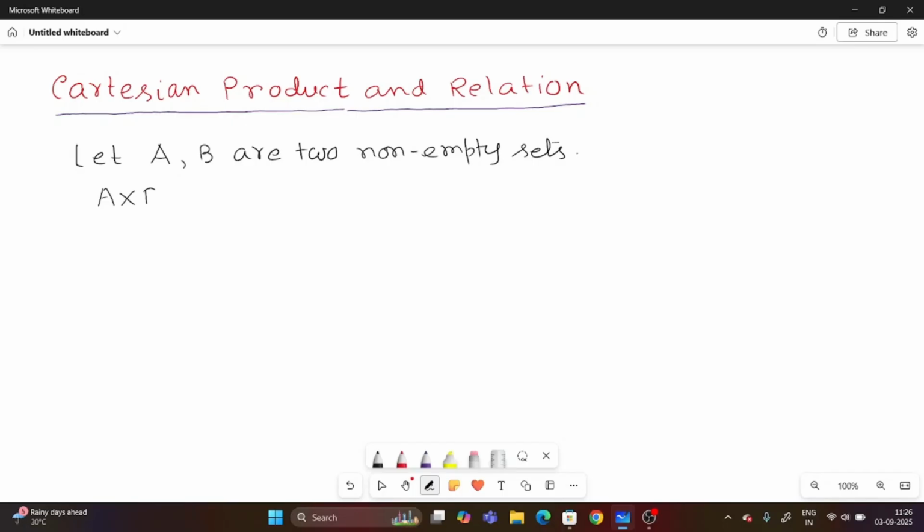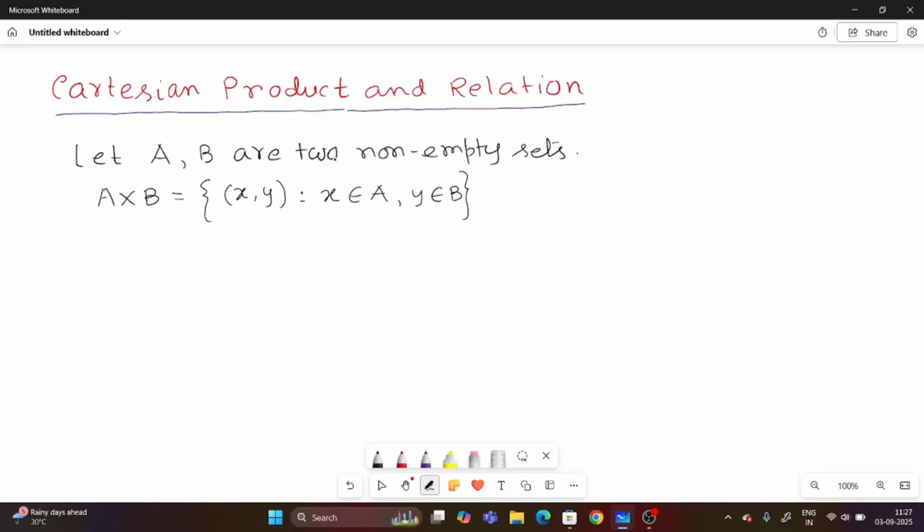Cartesian product is denoted by A cross B, and it is the collection of all ordered pairs (x, y) such that the first component, that is x component, belongs to first set A, and the second component y belongs to second set B. So if A and B are two non-empty sets, then their Cartesian product is the collection of all ordered pairs (x, y) such that the x component, that is first component, belongs to first set A, and second component y belongs to the second set B.